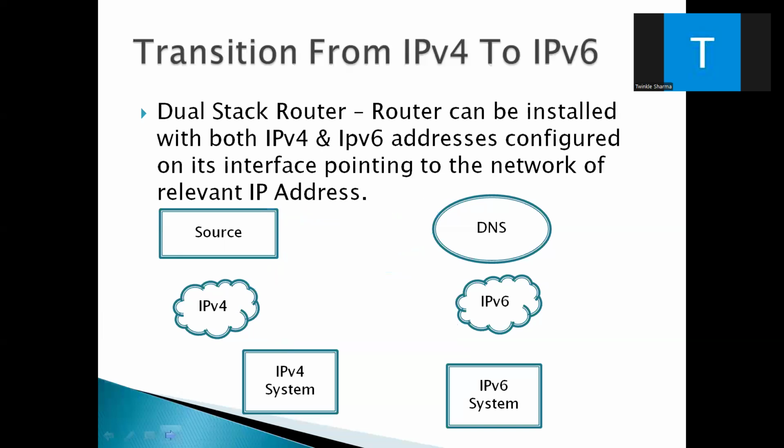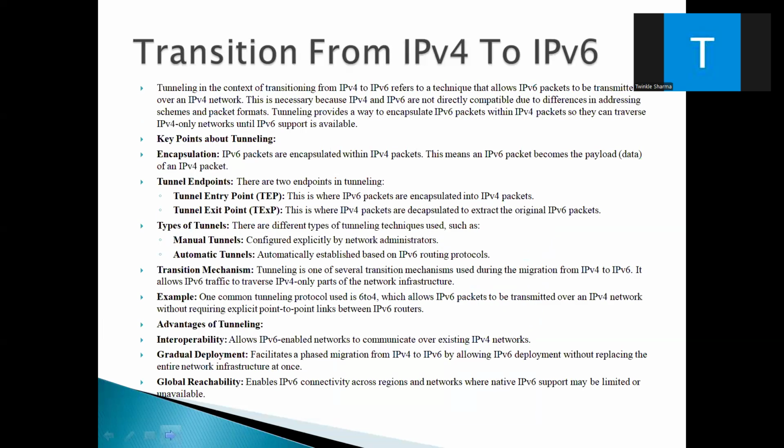Then we have tunneling. Tunneling in the context of transitioning from IPv4 to IPv6 refers to a technique that allows IPv6 packets to be transmitted over an IPv4 network. This is necessary because IPv4 and IPv6 are not directly compatible due to differences in addressing schemes and packet formats. Tunneling provides a way to encapsulate IPv6 packets within IPv4 packets so they can traverse IPv4-only networks until IPv6 support is available.